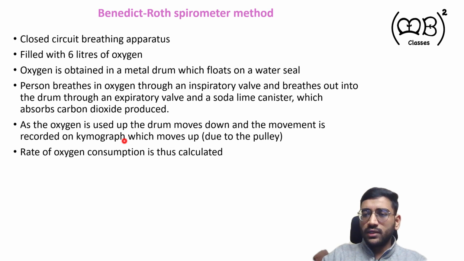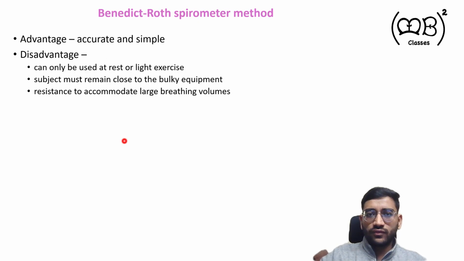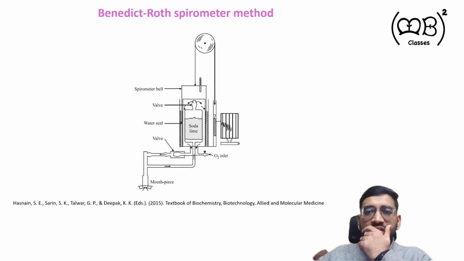Going into the last method, which is the closed circuit spirometry method, which is a Benedict Roth spirometer. This is a closed circuit, so the inhalation is not of ambient air, it's of 100% oxygen. So the spirometer is filled with 6 liters of 100% oxygen, and oxygen is obtained in a metal drum which floats on a water seal.